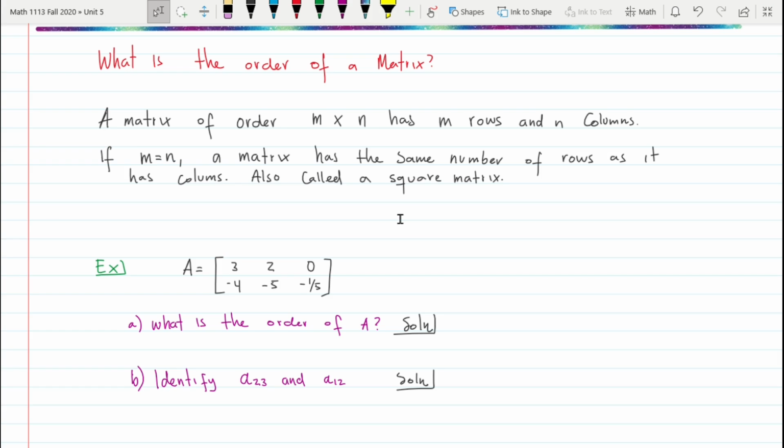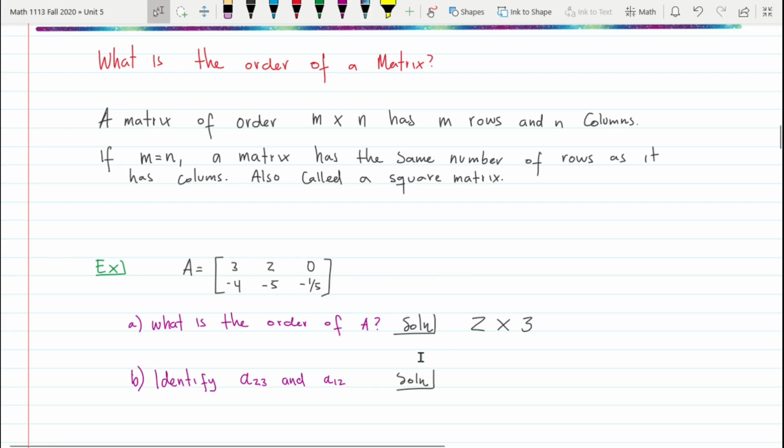Okay, so let's do an example here, and we're looking for information about matrix A. So what is the order of matrix A, or what is the order of A? Matrix A has two rows, so it would be 2 by 3. This doesn't say 2 times 3, this is the dimensions of it. So we say 2 by 3. So matrix A is a 2 by 3 matrix. Okay?